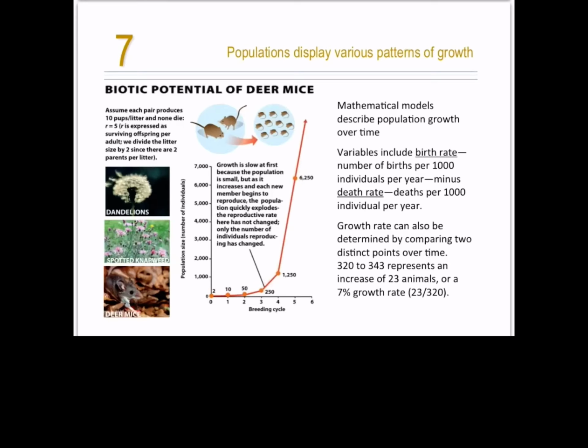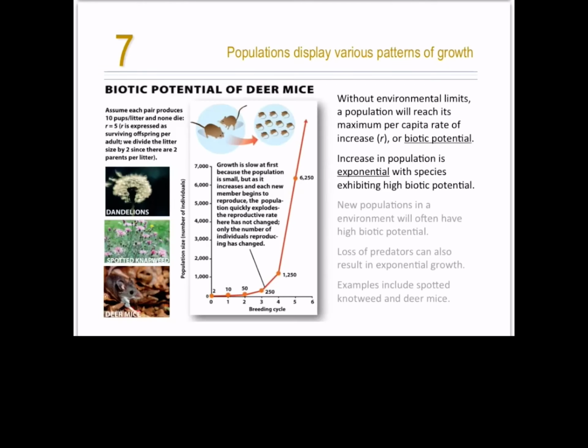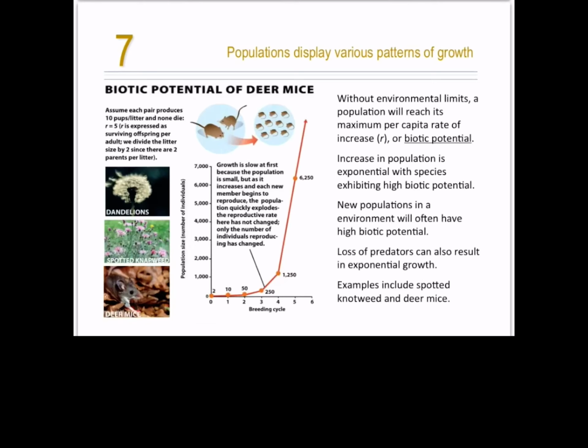And these organisms, whether it's the deer mice or the knapweed or the dandelions, are going to display this exponential growth where their populations are really going to explode in a relatively short amount of time. Some things that may allow a population to have this exponential growth that we see here in this curve can be the removal of a top predator, as you would have in Yellowstone Park when you remove the wolves. But in this case, if you're looking at the spotted knapweed or the deer mice, all of these organisms have the capacity to grow in this exponential manner.